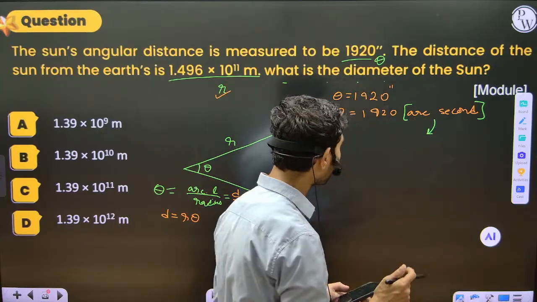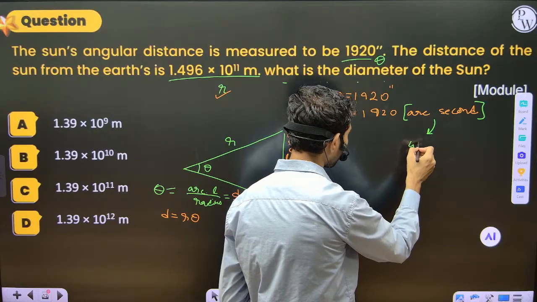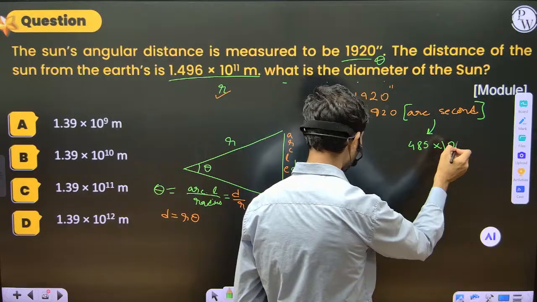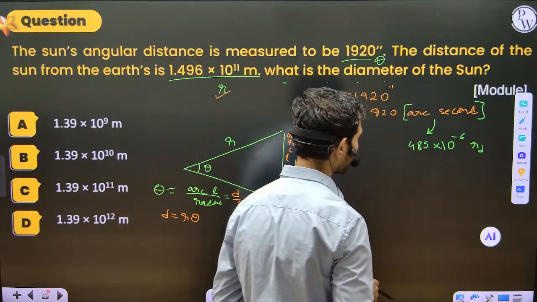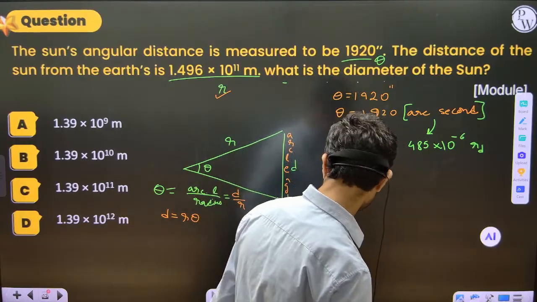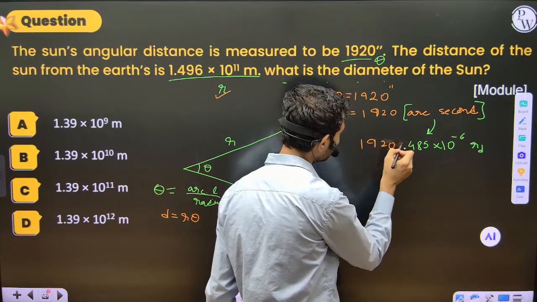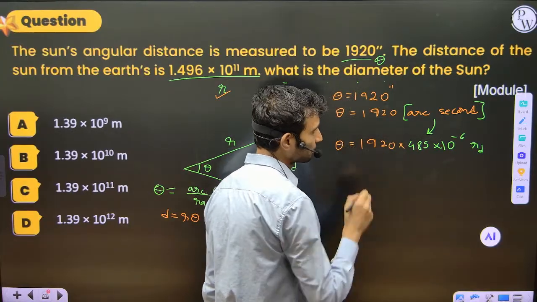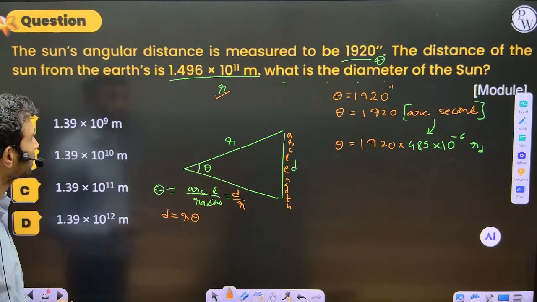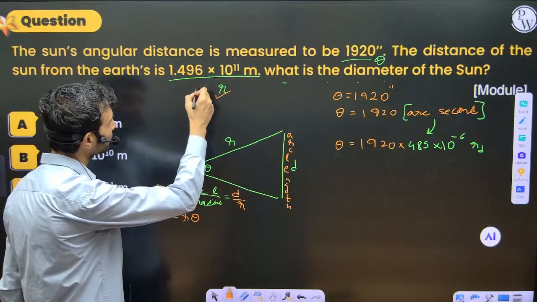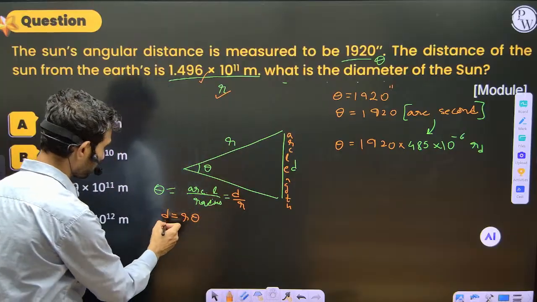So let's use that value. Yesterday we found out that 1 arc second is 485 into 10 raised to the power minus 6 radians. That's what we found out yesterday, right? So using that value, that gives me my theta. So I've obtained my theta, and R is already given to me. R is this value, right? So with the help of that, we should be able to find out the value of d.